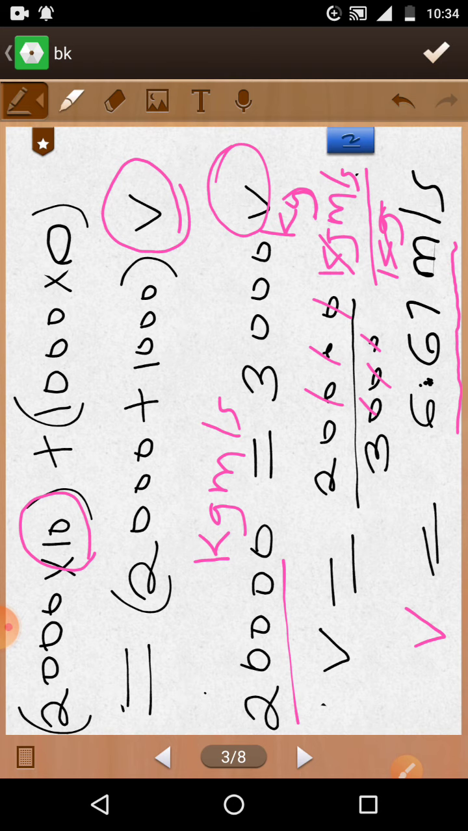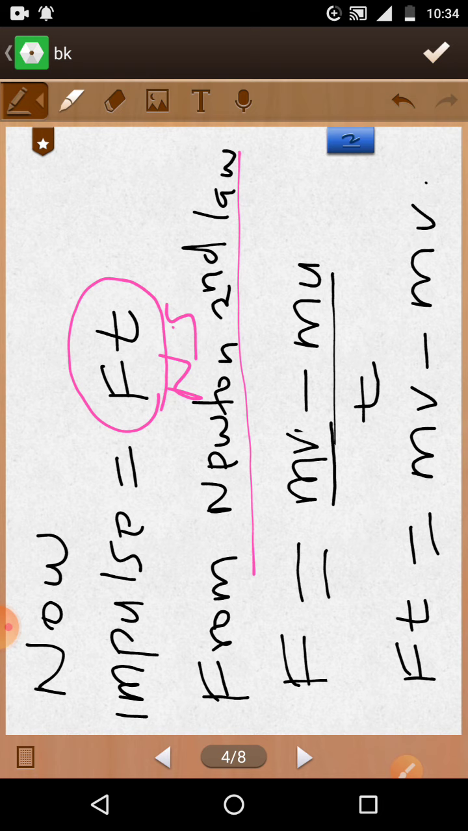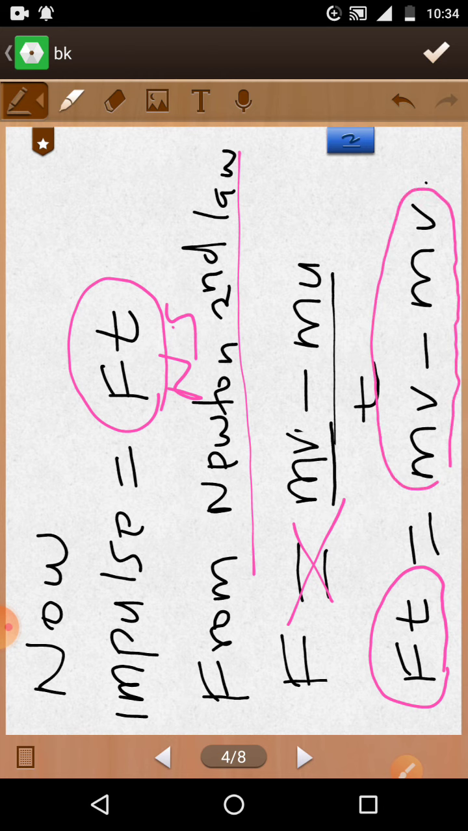Now let's find the impulse. From the definition, impulse is the product of force times time. The SI unit for force is Newton, and the SI unit for time is second, so the SI unit for impulse is Newton second. From Newton's second law, we know that force is the rate of change of momentum. If you rearrange this equation, you get force times time is equivalent to the change in momentum, which means the impulse can also be found by finding the change of momentum for the bodies.